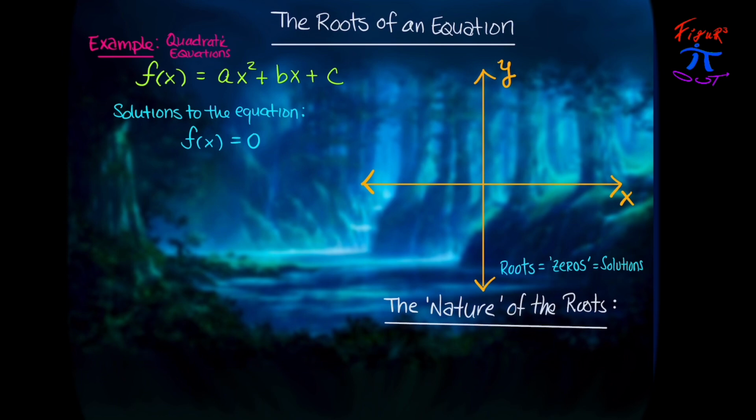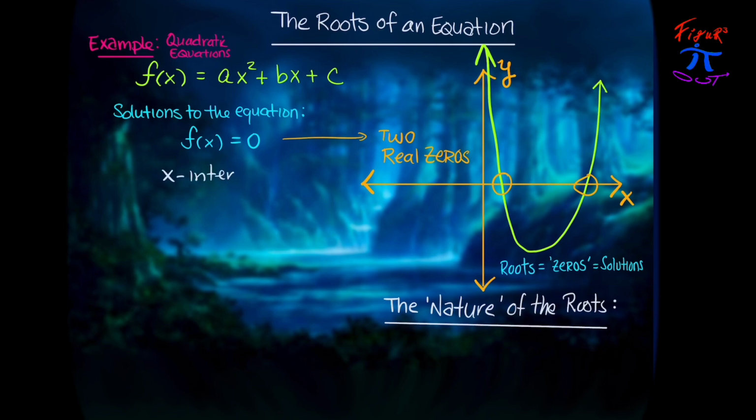The roots of an equation. Let's examine a quadratic equation, such as ax squared plus bx plus c equals 0. In graphing a quadratic, we get a parabola, a U-shaped curve, which can cross the x-axis at most twice. So, when it crosses the x-axis twice, we say it has two real zeros, or two real roots.